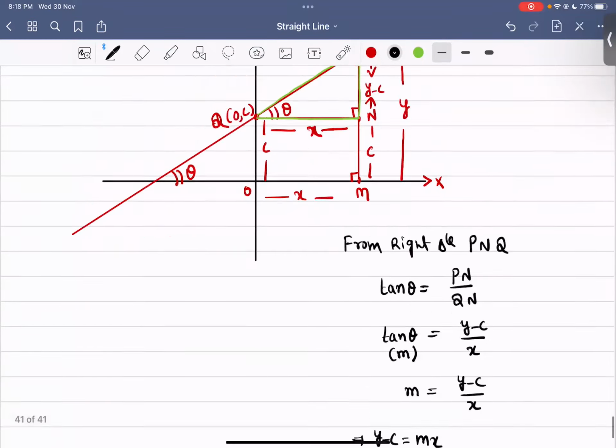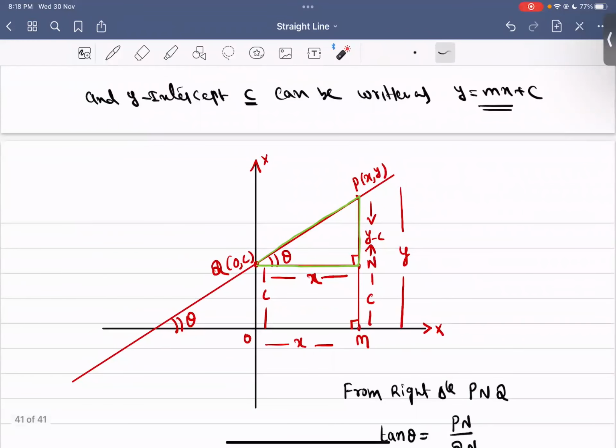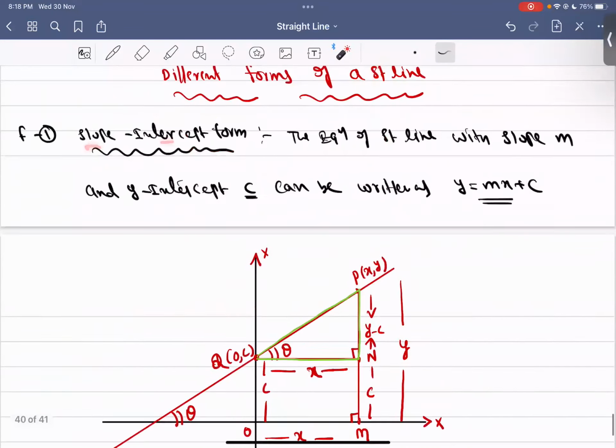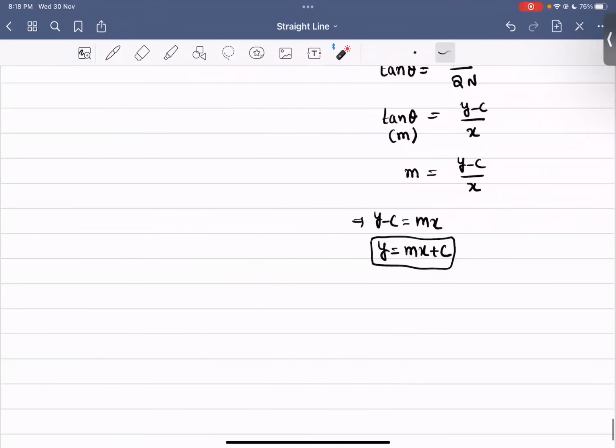So this is the line having m as the slope, where theta is the angle made by the line with the positive direction of the x-axis, and the y-intercept is c. That's why we call this the slope-intercept form. So this is y is equal to mx plus c. Here, m is the slope of the line, and c is the y-intercept.